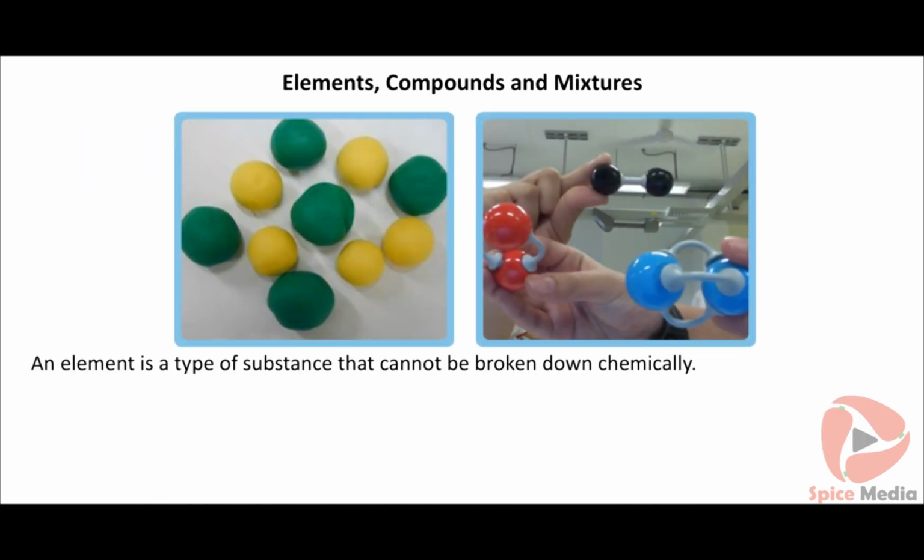An element is a type of substance that cannot be broken down chemically. When an element is pure, the smallest unit of an element displays all the properties of that element. The smallest unit is called an atom. These atoms exist as tiny little objects. Gases do not exist as single atoms. They exist as clusters, for example, hydrogen, oxygen, etc.